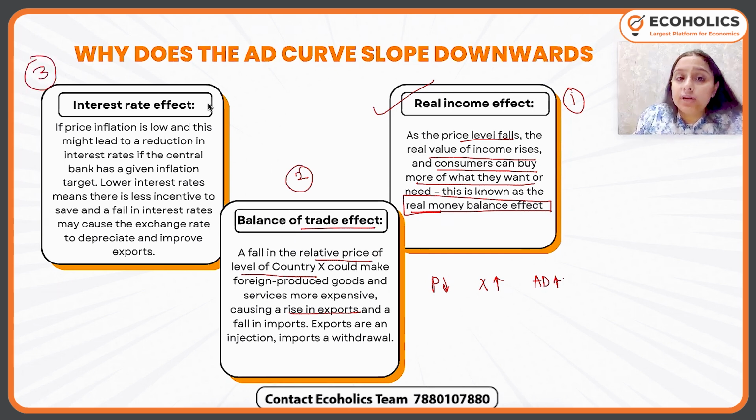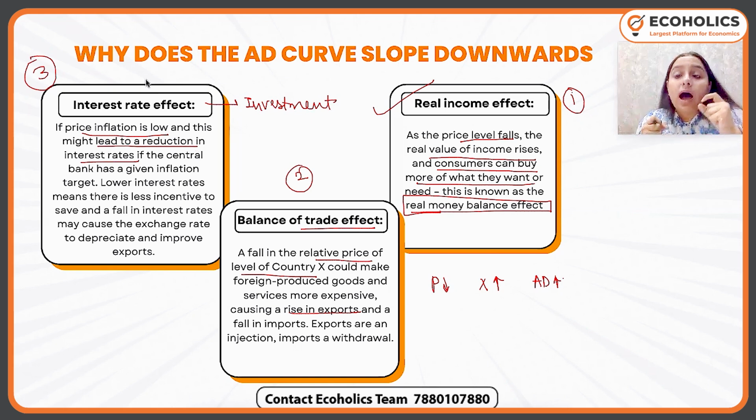The third is the interest rate effect. This affects the investment happening in the economy. If price inflation is low, this will lead to a reduction in interest rates, because we all know that if inflation is in control, the RBI always cuts the rates of interest. Lower interest rates mean there is less incentive to save, and also a fall in interest rates means borrowing is cheaper now, so you would borrow more, and more investment is going to happen. Also, whenever we talk about the interest rate effect, that also affects the exchange rate, which leads to improvement in exports.